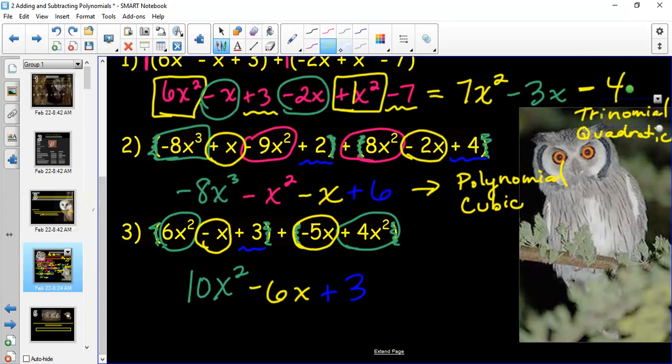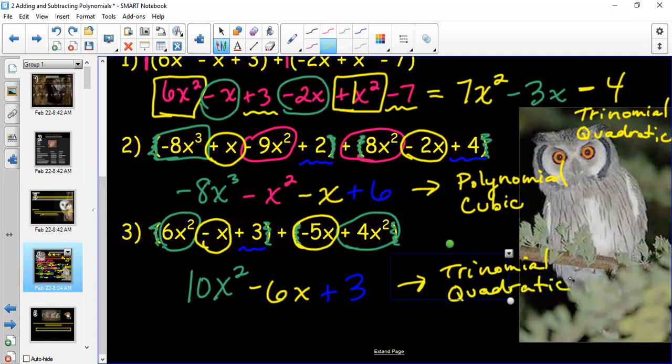If I name this, it has 1, 2, 3 terms. That is a trinomial, and its highest degree is 2, which also, again, was a quadratic. Again, that's just a little review from yesterday.